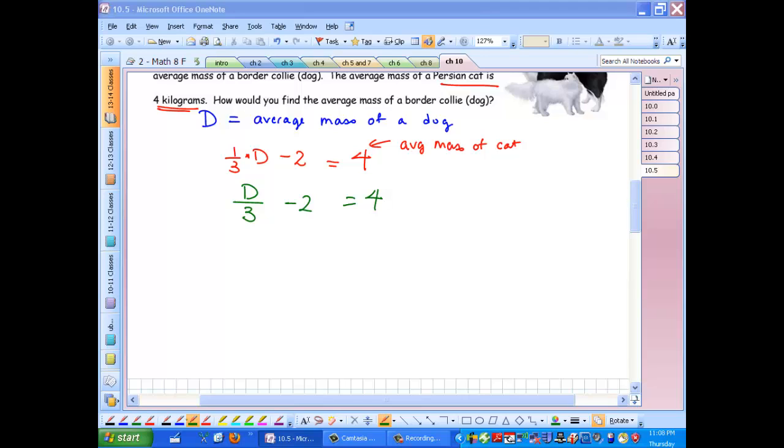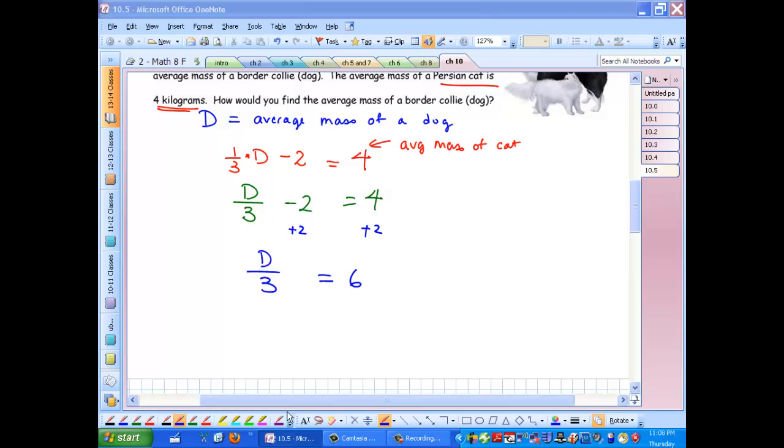So now it's just algebra. Let's solve it. We will subtract 2 on both sides. Wait a minute, we can't do that, right? We have to balance it out. Sorry, we have to add 2 on both sides, right? Negative 2 plus 2 is 0. So d over 3 equals 6.